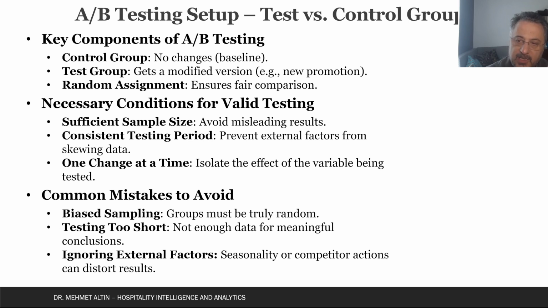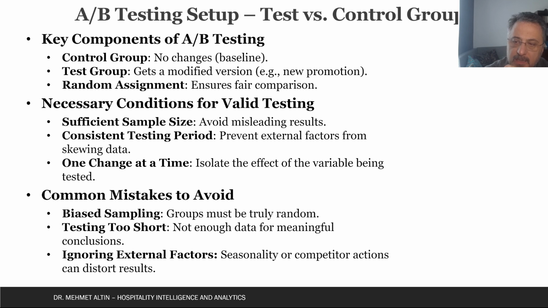But there is a catch. The groups must be randomly assigned. Let's say one group has more high-spending guests than the other, then the test isn't fair, right? Randomization ensures both groups start out equal, so any differences we see in results come from the test itself, not pre-existing biases.